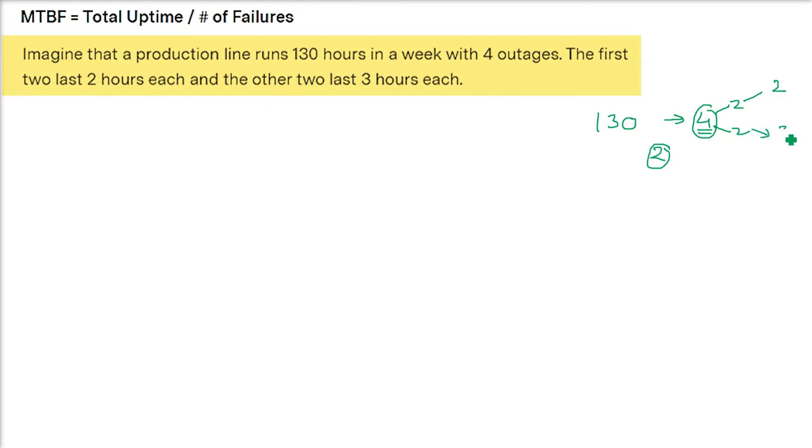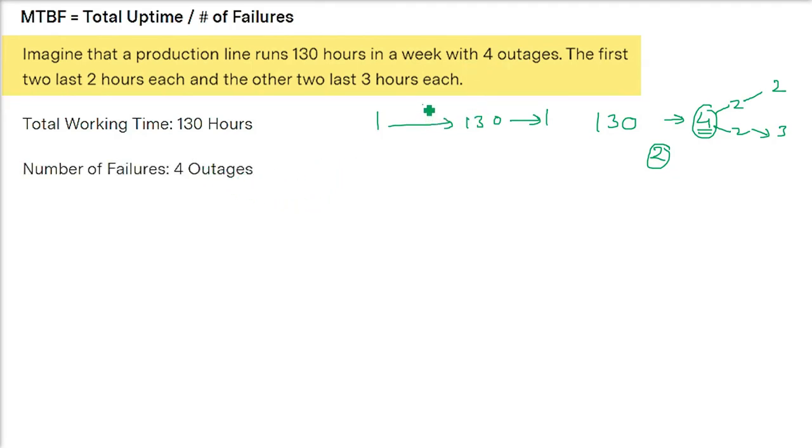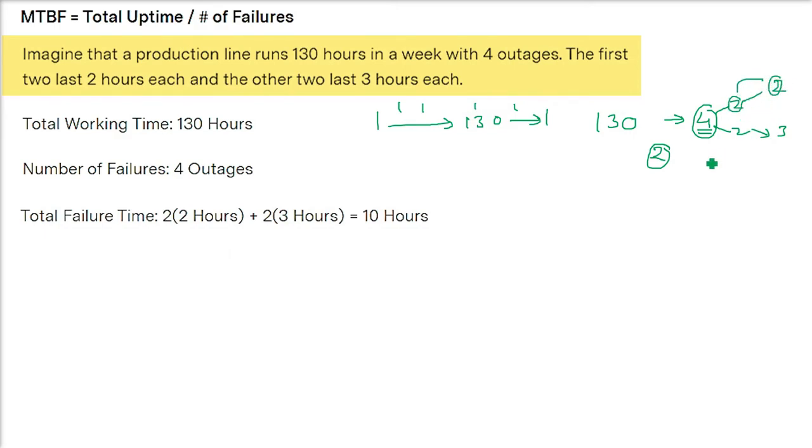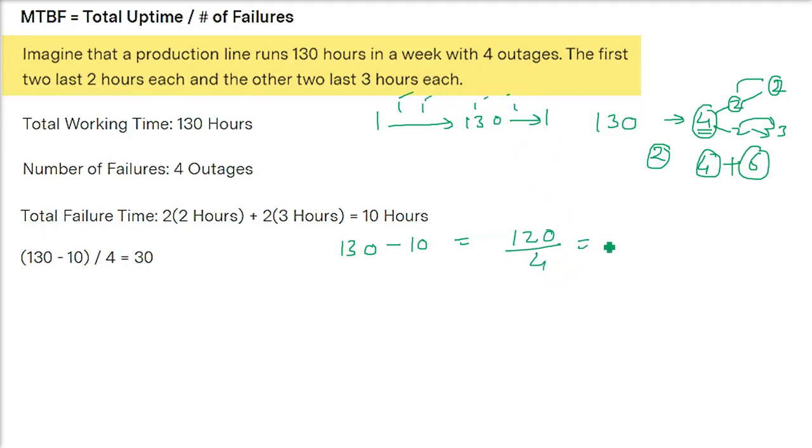So now let us find out the MTBF. 130 hours is the total working time from start to end, with all 4 outages, 2 for 2 hours and 2 for 3 hours. The total outage time is 2 into 2, which is 4 hours, plus 2 into 3, which is 6 hours. Add them, you get 10 hours. This is the time where the system didn't perform. This 10 has to be subtracted from 130, as I showed you in the actual formula. So that will be 120, the total uptime. And how many failures are there? You have to divide it by 4. So the MTBF is 30. This means that when the operation is live, the average time between failures is 30 hours.